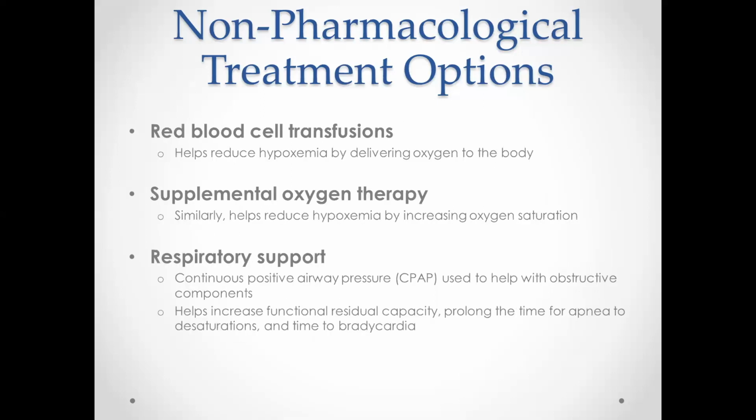Three other ones are listed here. Red blood cell transfusion overall helps with hypoxemia, delivering oxygen throughout the body. With transfusions, you have an increased risk for retinopathy of prematurity or necrotizing enterocolitis, or NEC, so it's something to monitor if you were to do a transfusion. Supplemental oxygen therapy also helps reduce hypoxemia by increasing the oxygen saturation. And like the red blood cell transfusions, you also have an increased risk for retinopathy and NEC as well.